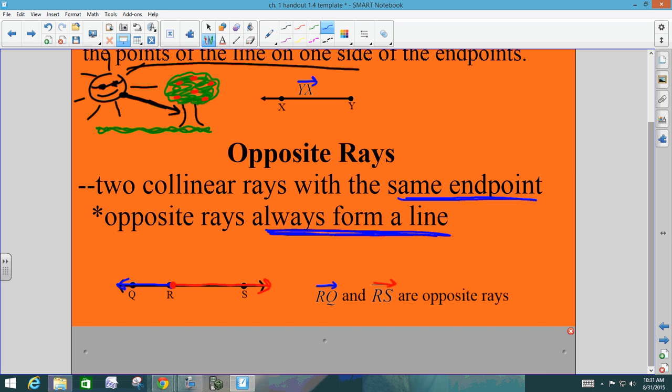These are opposite rays because they share the same endpoint, R, and they create a line. They go on forever now in both directions. Opposite rays. Share an endpoint, form a line. Don't forget it. Got it? Good. Nice.